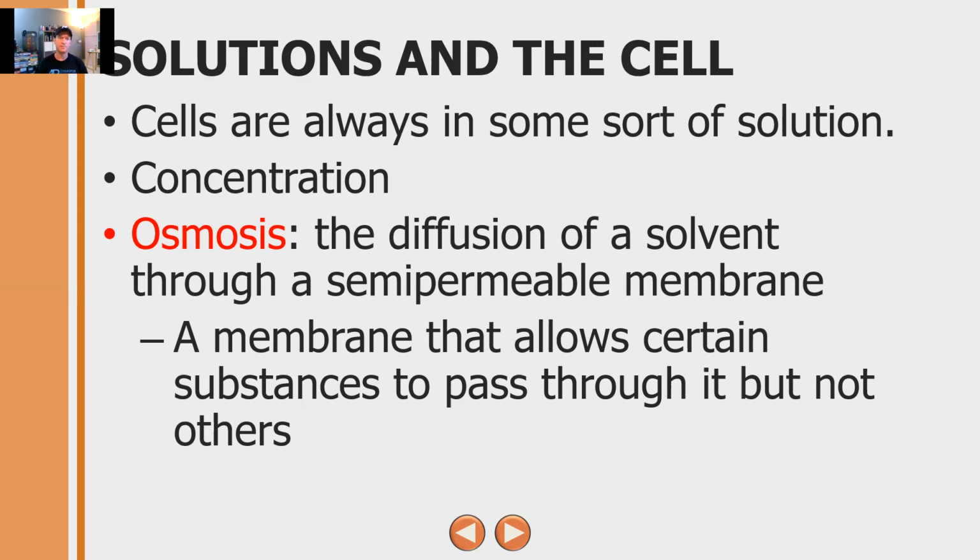Okay. Since water is the universal solvent in cells, I believe they started here talking about simple diffusion and moving materials across the membrane, right? And they want to talk about the solvent first. So osmosis is the diffusion of movement through a semi-permeable membrane. It's going to be water. And the membrane has to be very important. It allows certain substances to pass through, but not others.